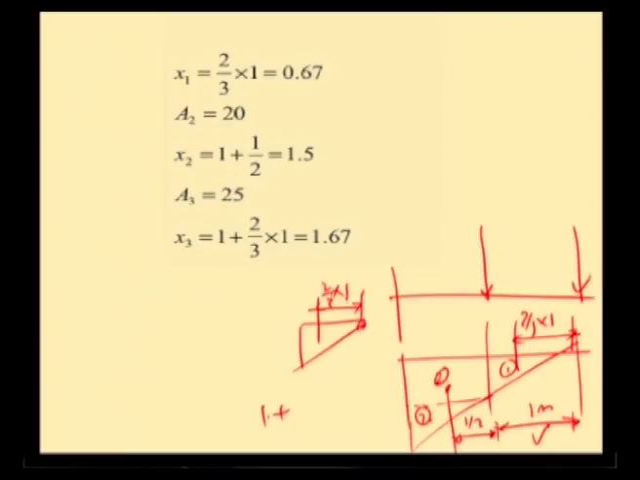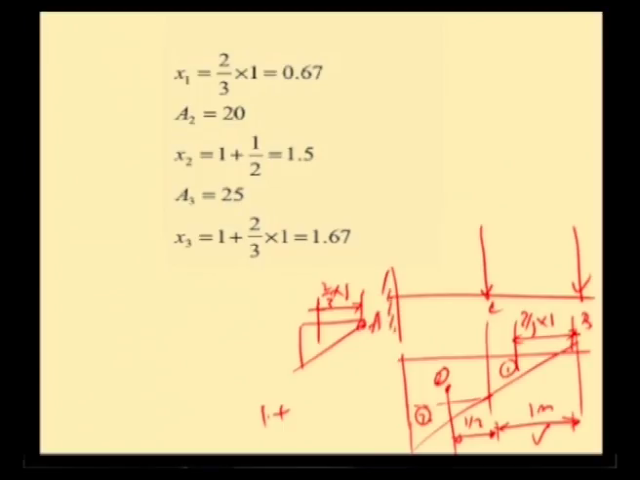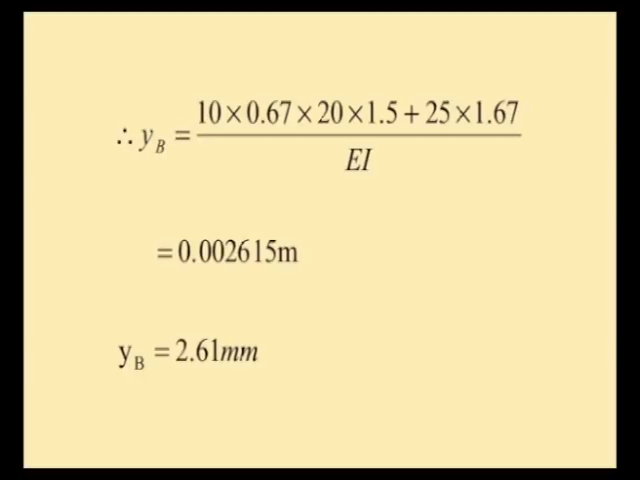Once we have the areas and the CG distances in hand, it will be easier to compute the moment of area of the bending moment diagram about the point B. The moment of area of the bending moment diagram divided by EI will give the deflection at point B, where this is C and this is A. So we can compute deflection at B by computing the moment of area of the bending moment diagram up to point B divided by EI, and that will give us 0.002615 meters. Since we already have the value of EI, we get deflection as 2.61 millimeters.